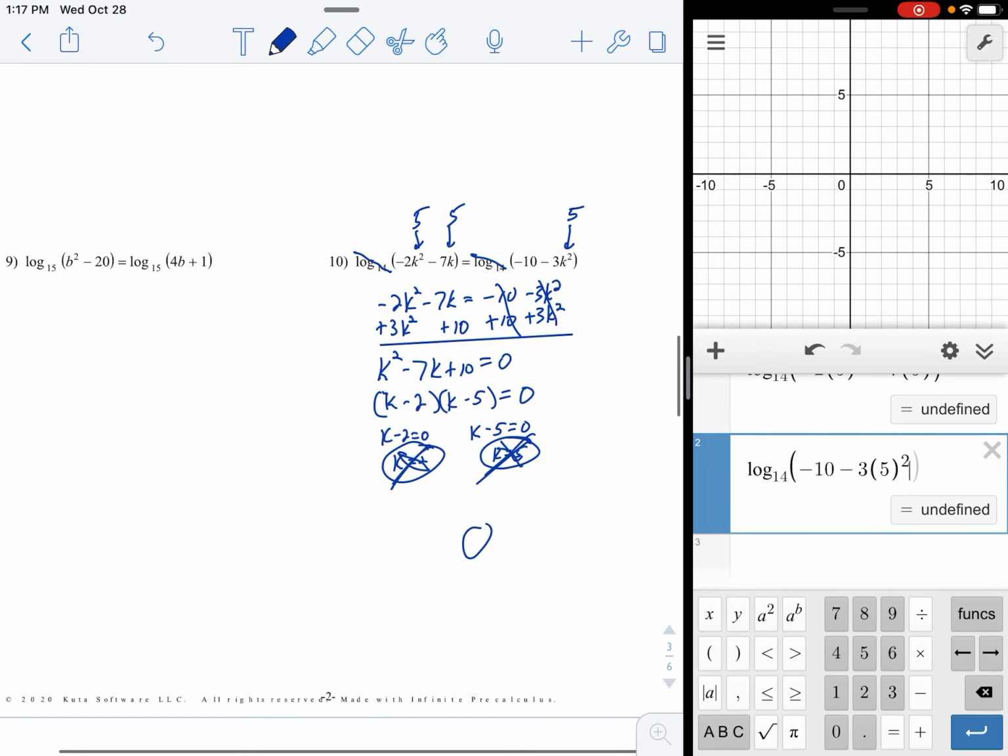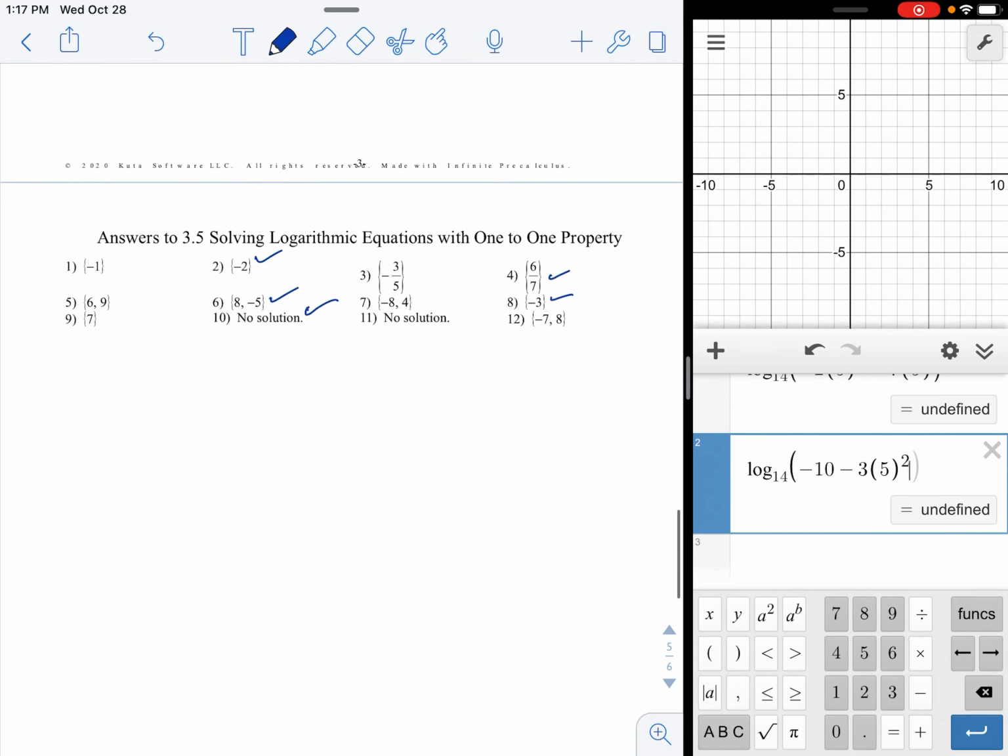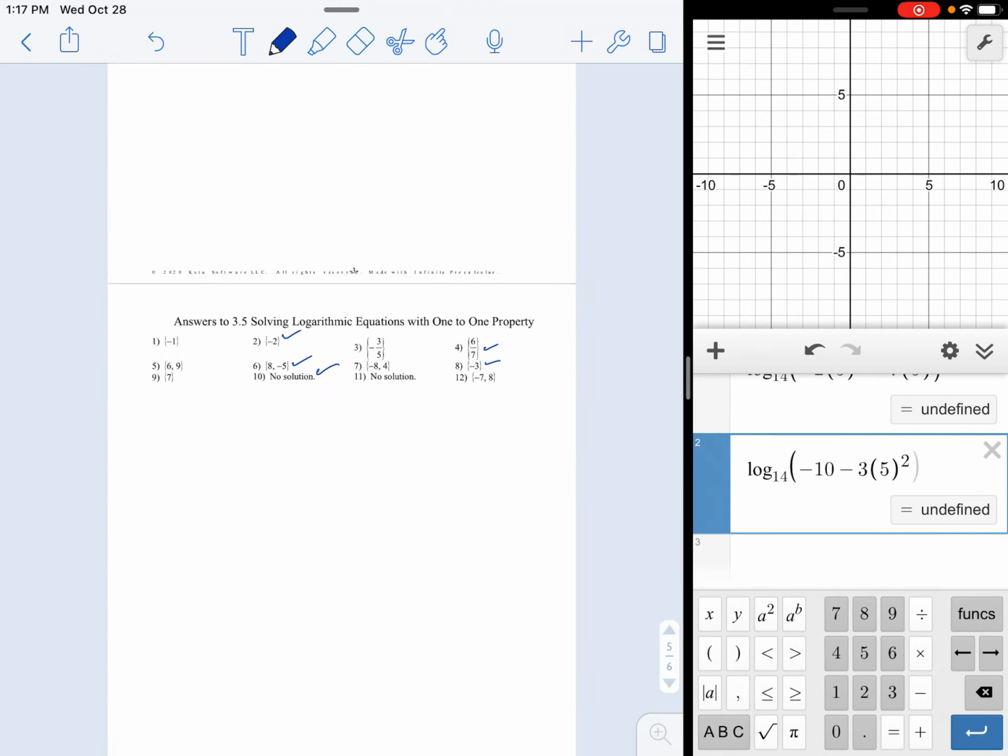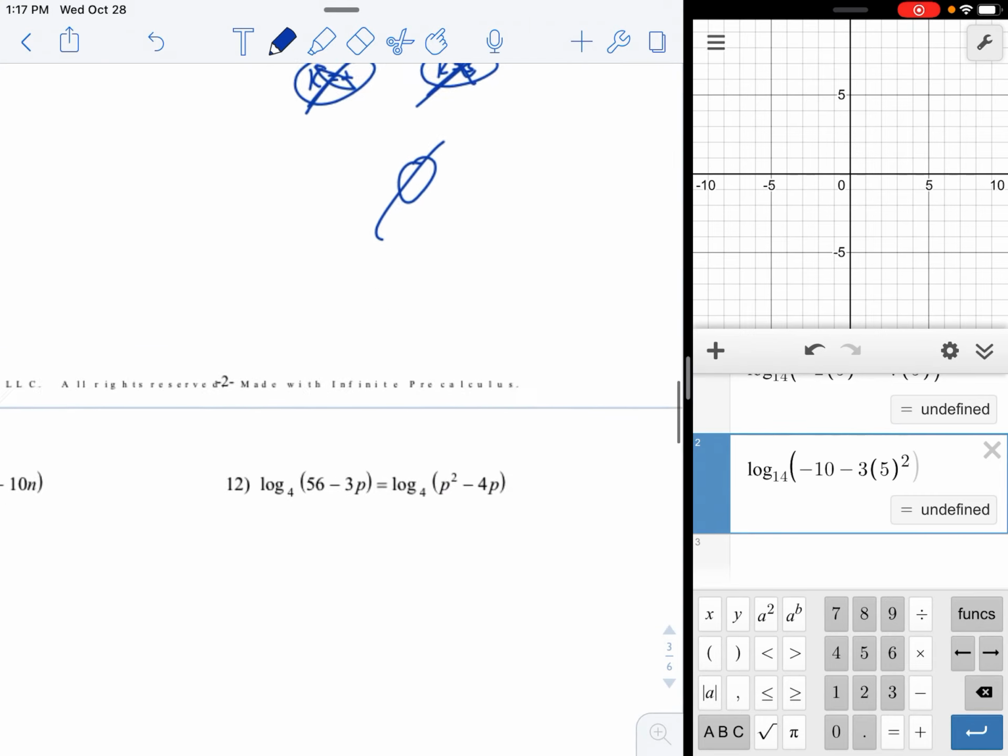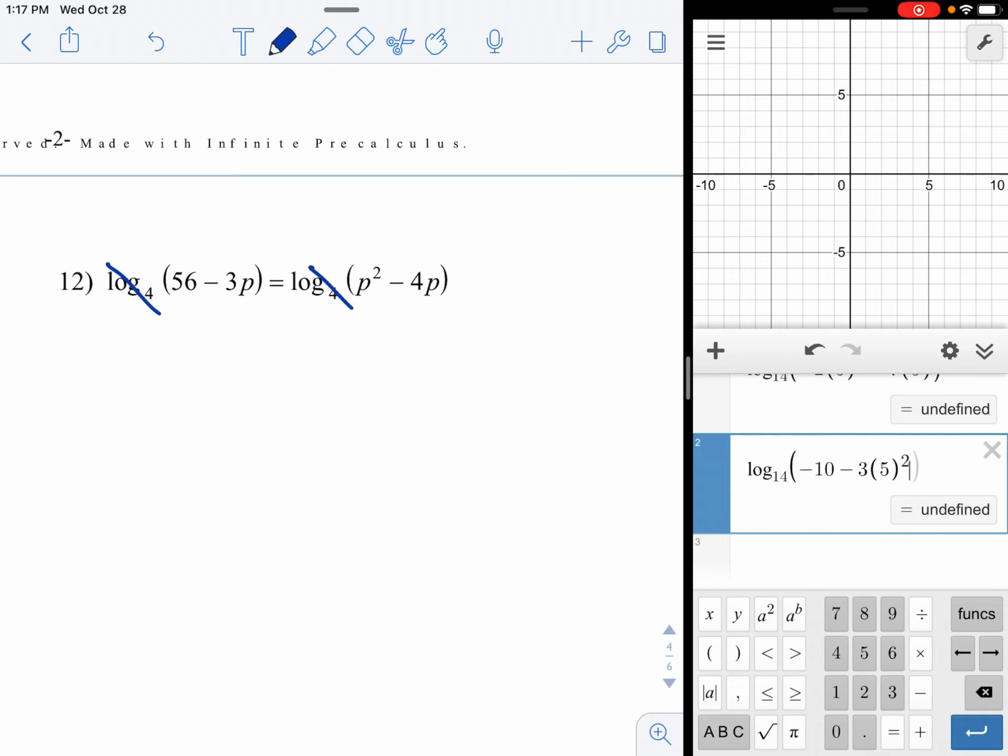So number 10 turns out to be no solution. And if we scroll down, just as we expected, no solution. Let's look at number 12. Again, these just cross out.